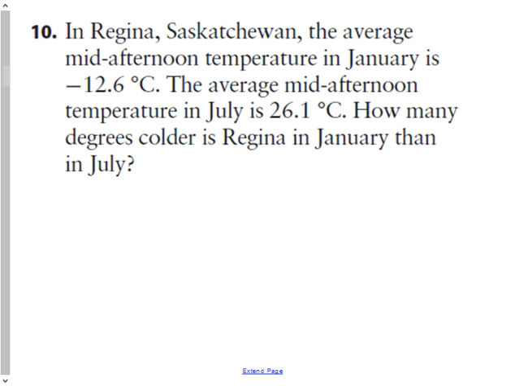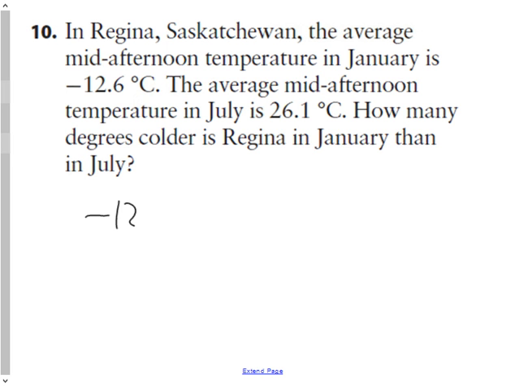Question number 10. In Regina, Saskatchewan, the average mid-afternoon temperature in January is negative 12.6 degrees. The average mid-afternoon temperature in July is 26.1 degrees. How many degrees colder is Regina in January than in July? So we're looking for the difference between the two.